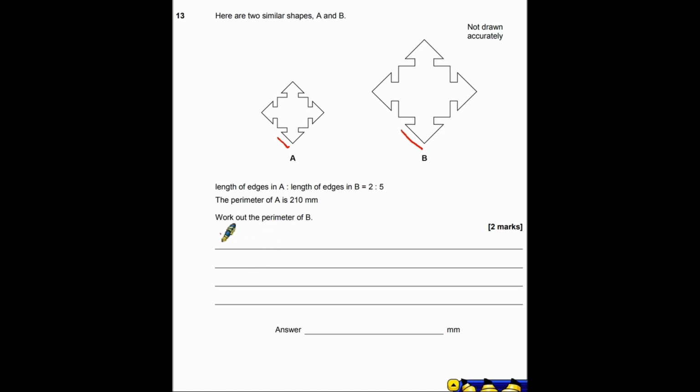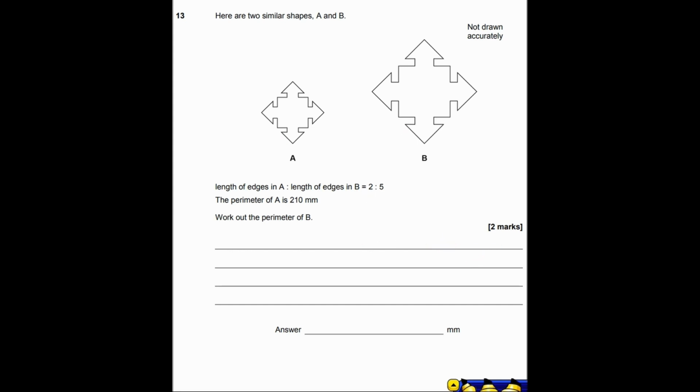First of all, if you have 210, we know that has a value of 2. So if I divide it by 2, I'll end up with 105. That gives me a value of 1. I'm looking for a value of 5, so I can multiply that by 5, and that will give me 525 millimeters, and that's the answer.